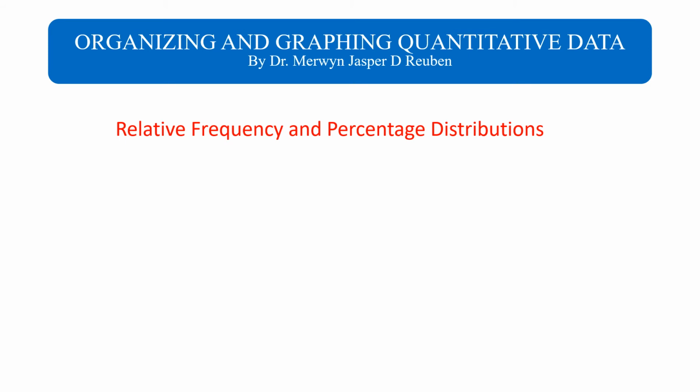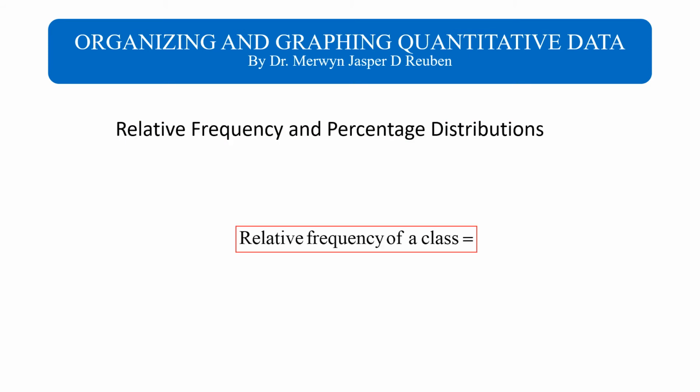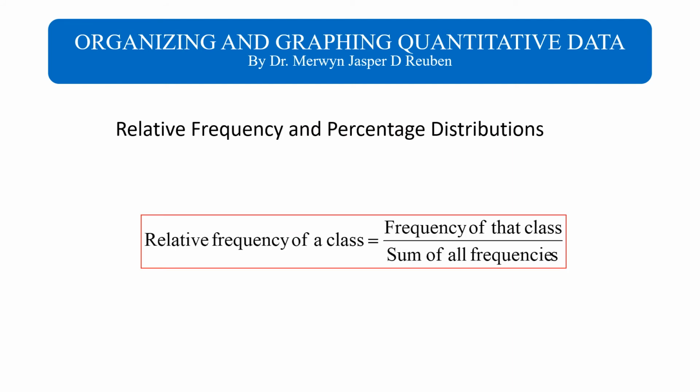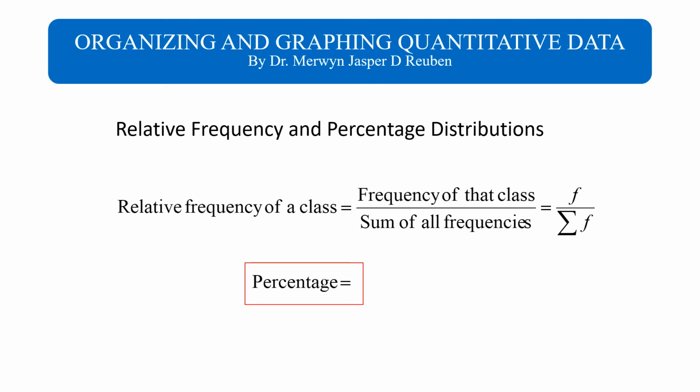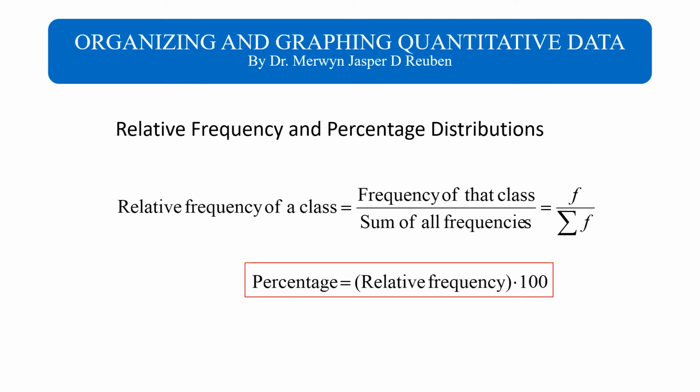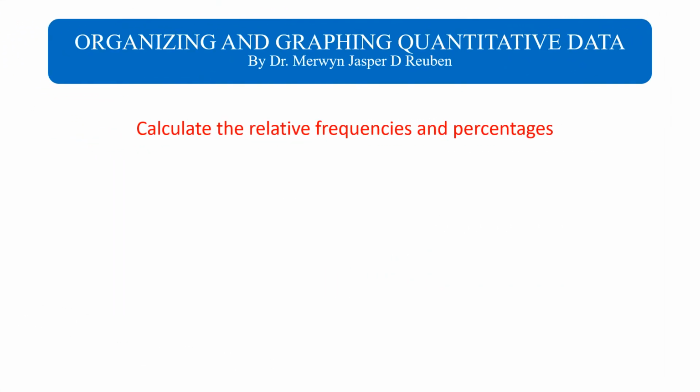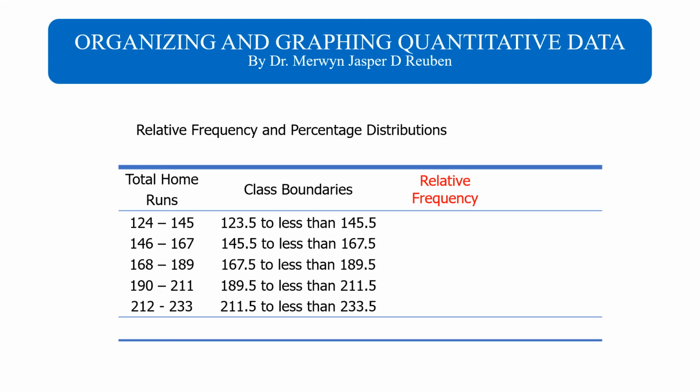Next, we try to do the relative frequency and the percentage distribution for the problem. Relative frequency of a class is equal to frequency of that class divided by sum of all frequencies. Symbolically, f by sigma f. Percentage is equal to relative frequency into 100. So let's calculate the relative frequency and the percentage for the previous problem. So in the table, we write down the relative frequency column.